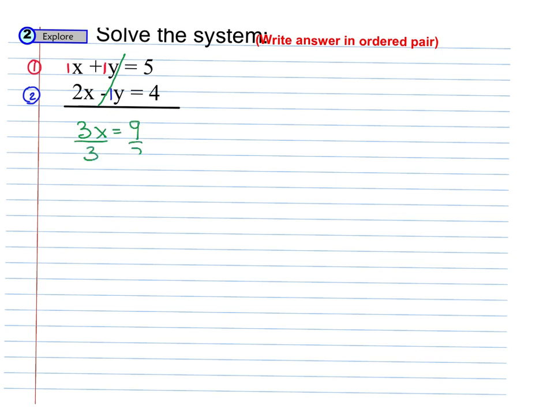Divide both sides by 3. And we're going to get that x is equal to 3. So now we have half of our ordered pair. We got the x part. We need to find our y. So that means we are going to substitute this x.